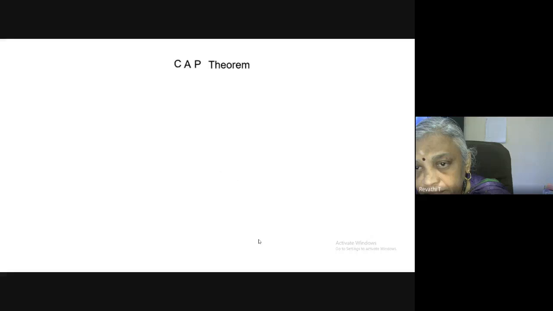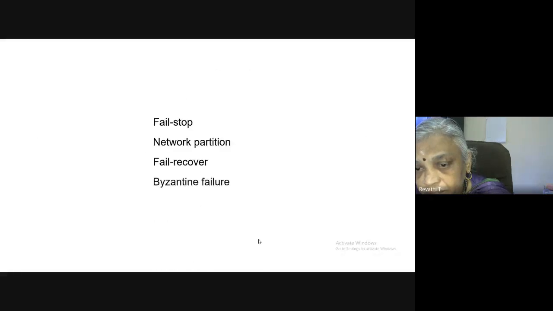Another important theorem for consensus algorithms is the CAP theorem. An algorithm cannot provide more than two of the three following properties: consistency, availability, and partition tolerance. There are different types of failures that a consensus algorithm might have to deal with: fail stop, network partition, fail recover, and Byzantine failure.